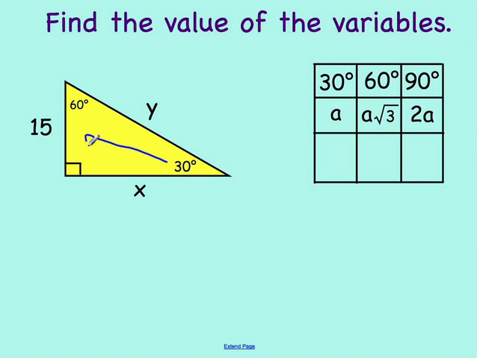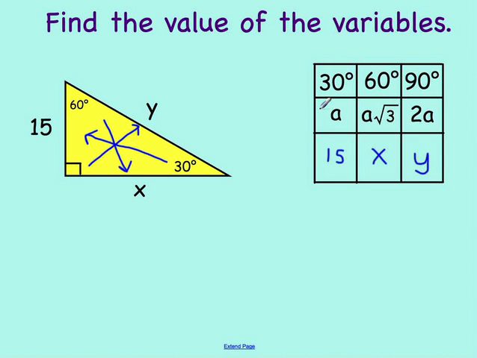Across from the 30 degree angle, we have the measure 15. So I'll go ahead and put that in the 30 degree column. Across from the 60 degree angle, we have the variable x. So we'll put that in the 60 degree column. And across from the 90 degree angle, or our hypotenuse, is y.